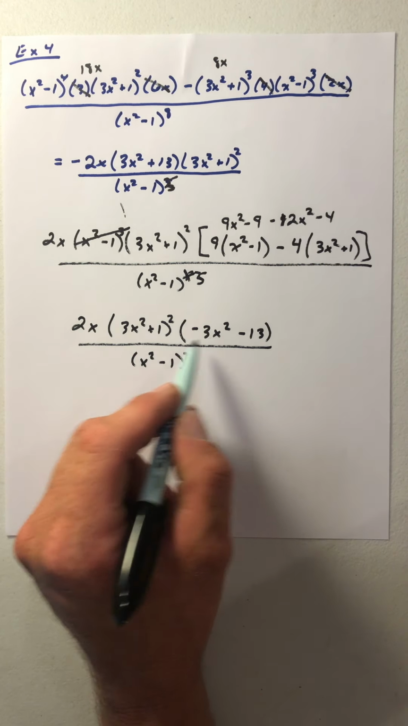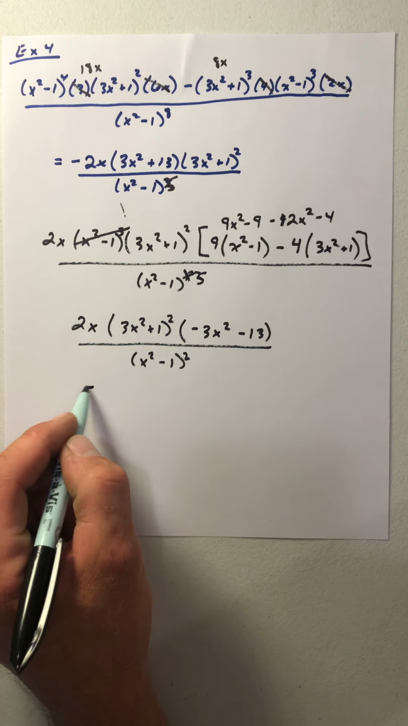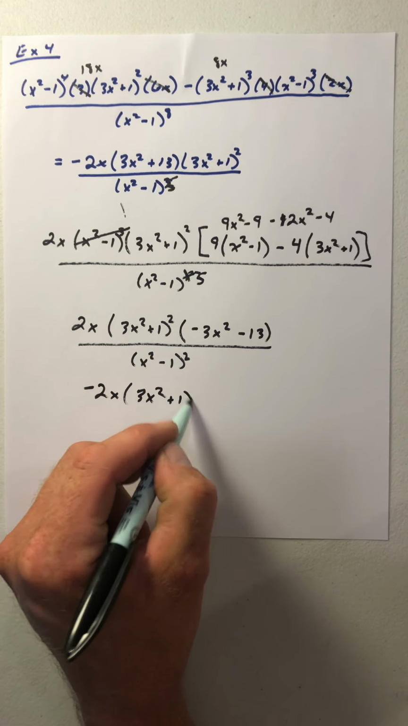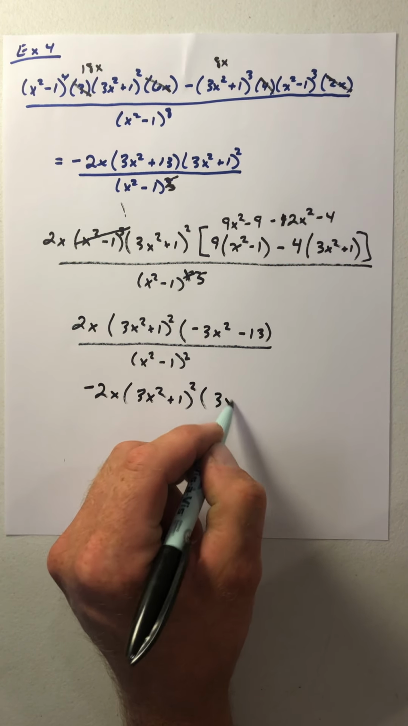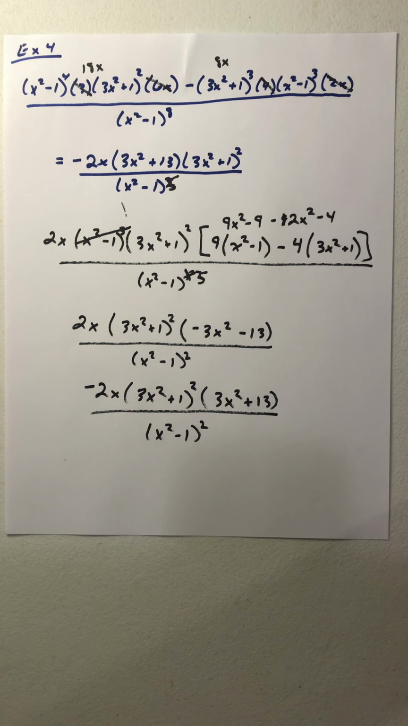All right, so we can pull out a negative for our negative 3x squared minus 13. Pull that out. So we get negative 2x times 3x squared plus 1 to the second times 3x squared plus 13 divided by x squared minus 1 to the second. And there we go. And that's a couple of examples of verifying. So again, we want the left side to equal the right side, working with just one side. Good luck.